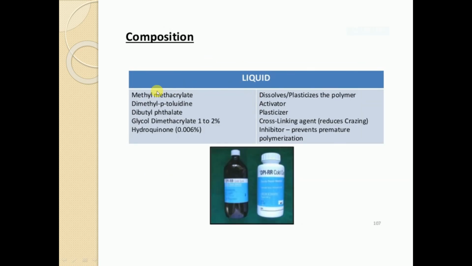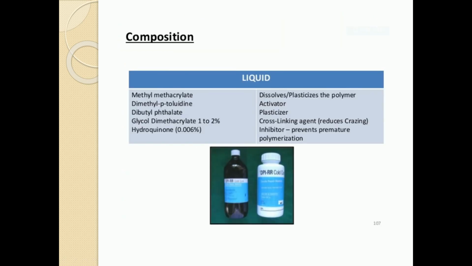Composition of liquid: methyl methacrylate dissolves or plasticizes the polymer. Dimethyl toluidine acts as an activator. Dibutyl phthalate acts as a plasticizer. Glycol dimethacrylate, 0.1 to 2%, acts as the cross-linking agent which reduces crazing. Hydroquinone, 0.006%, acts as an inhibitor.